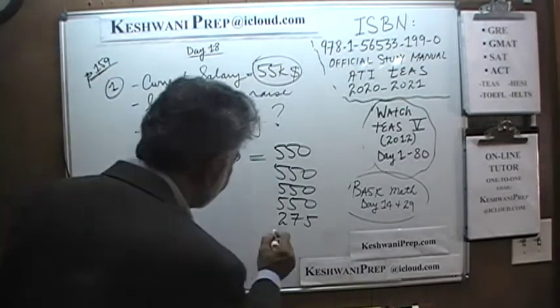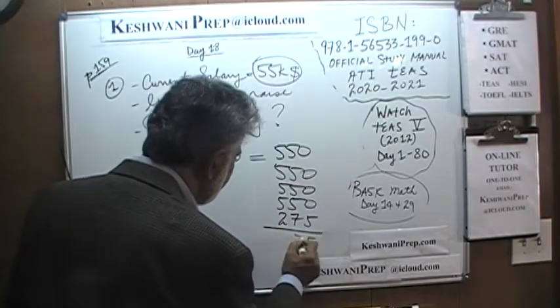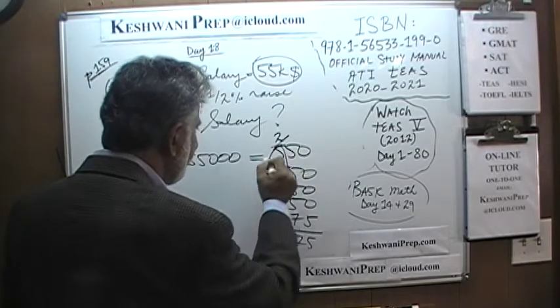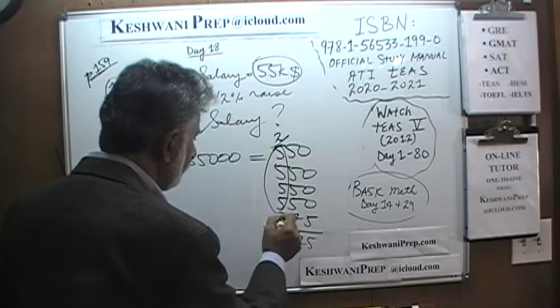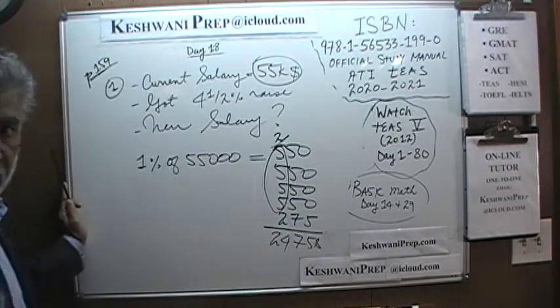Let's do this, shall we? So we get a 5, and you get a 20 plus 7 is 27, 7 carry 2. And these are 20, these are 5, 4 5s, that's 20. 4, 2, 4, there you go. So that's the amount of raise that we get.